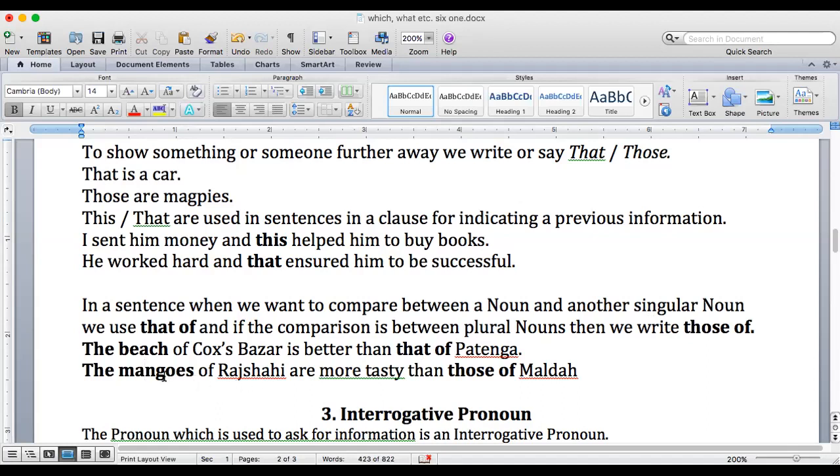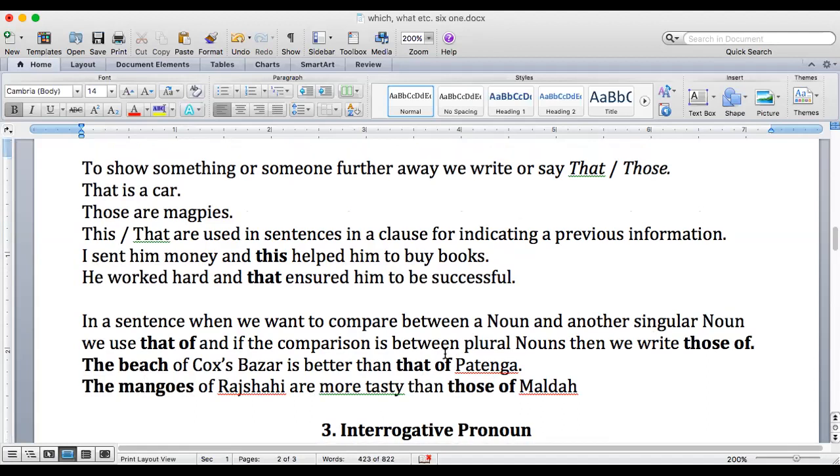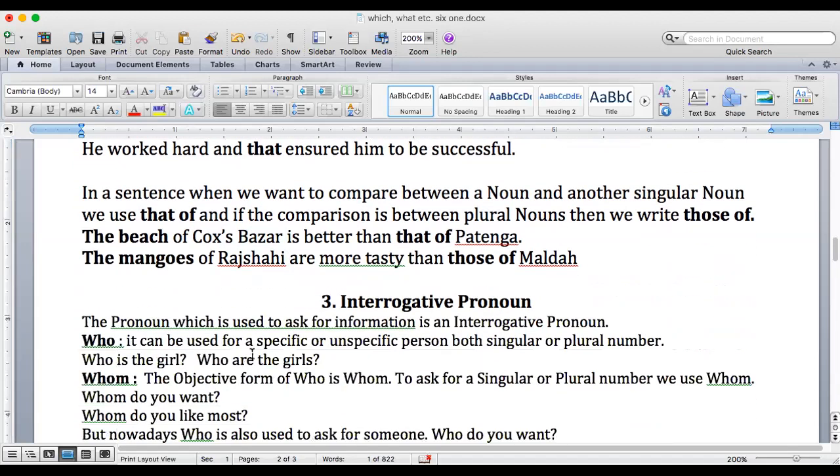These are plural, mangoes. Okay, and those. That's why we use those of. For a singular person, we write that, and for a singular item, and for a plural item, we write those of. All right, so we revise that. Now we have just revision again.